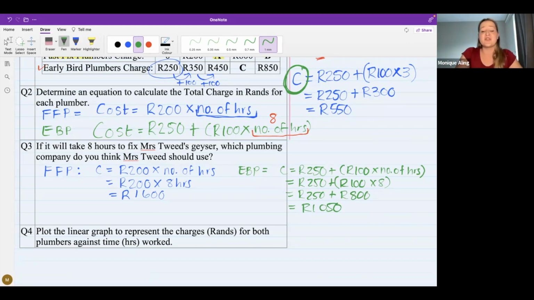A question like this could be for 5 to 6 marks. So 2 marks for showing calculations for each plumbing company, and a last mark for actually answering the question, saying Early Bird Plumbing, obviously write it out in full in a test, will be cheaper.